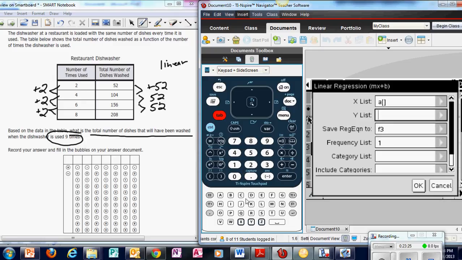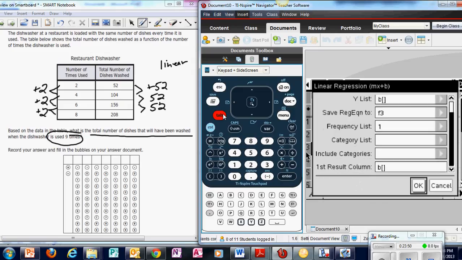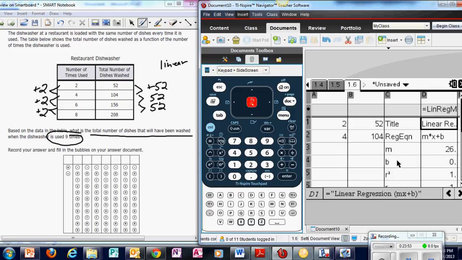So, oops, tab down. I want B, control, open parentheses, because in blue those are brackets. This just says I want all my x values to come from column A and my y values to come from column B. I can have them come from whatever column of my spreadsheet. And then f of 3 just means this equation is going to be stored in the calculator as f of 3 whenever I want to use it. I can tab or use my touchpad until I get to OK and click it.